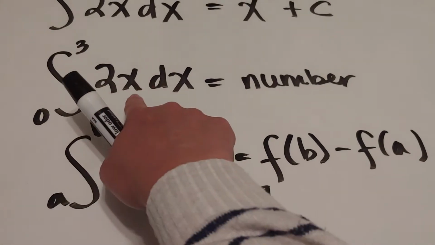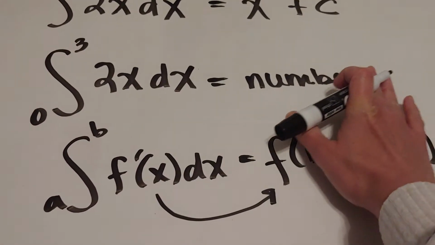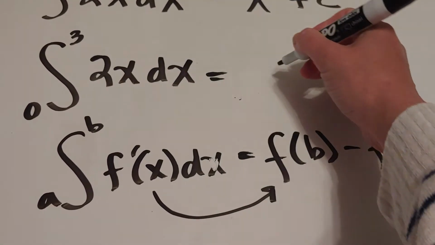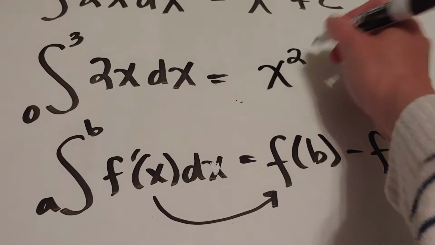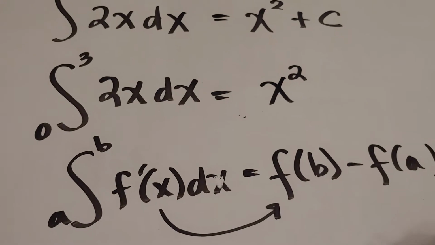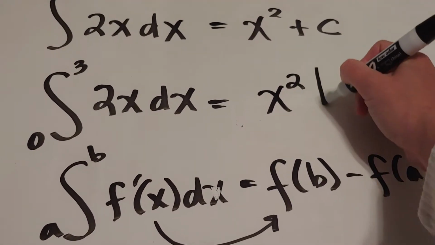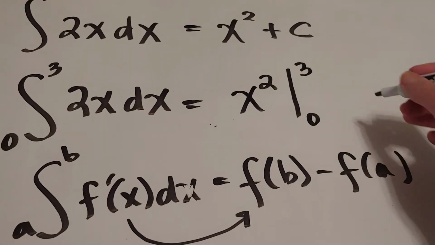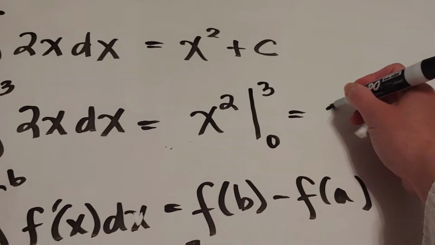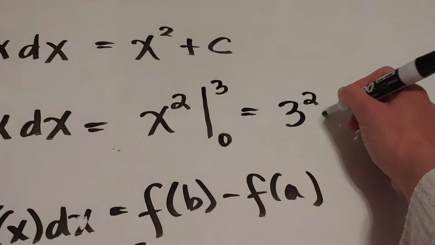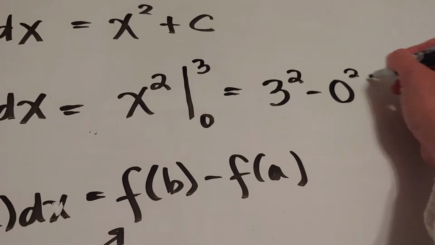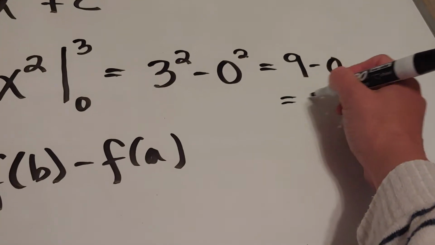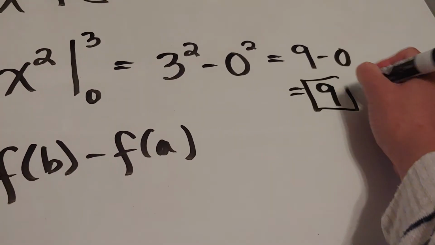So if we apply this to this example up here, what I would get is I would integrate this to x squared, but then I'm going to plug in 0 and 3. Now, the notation that we use to say that we're going to plug in is we use a straight line with the numbers on the end, and then I plug in 3, and I plug in 0. And I get 9 minus 0, so my final answer is 9.